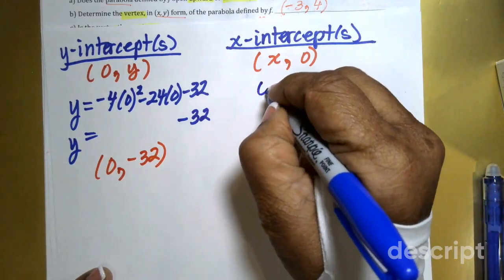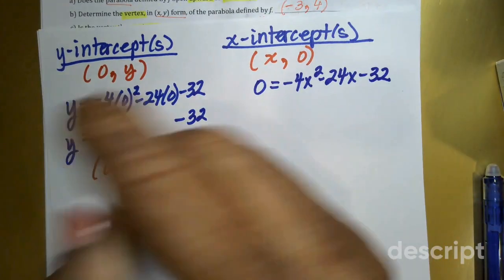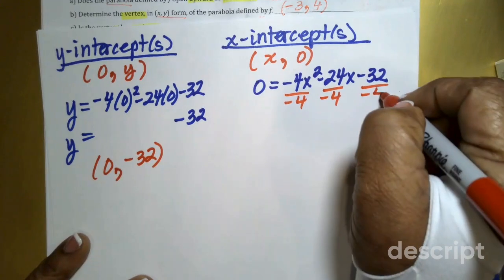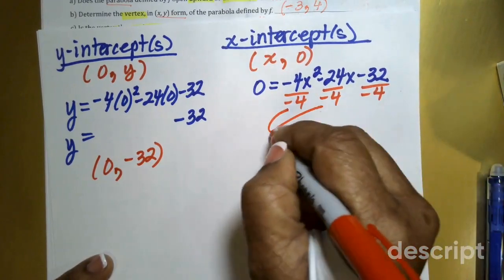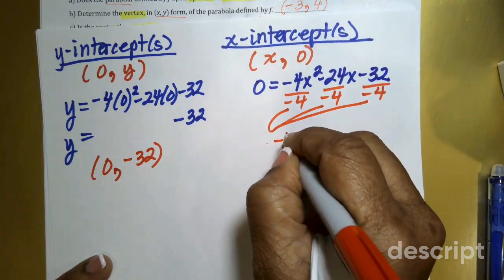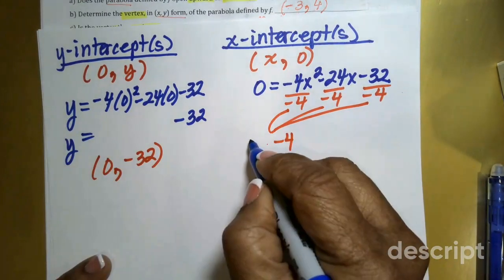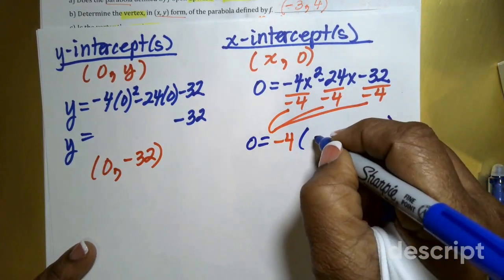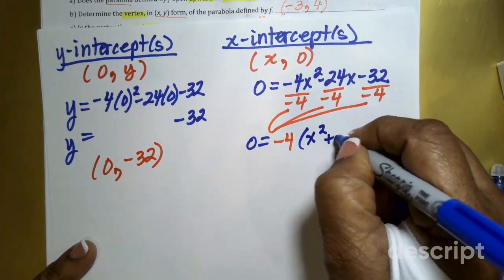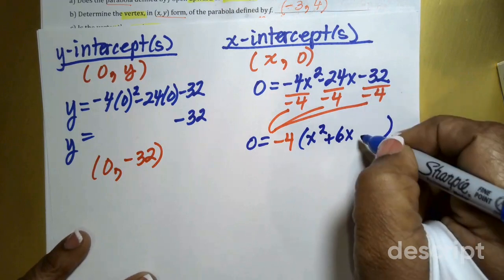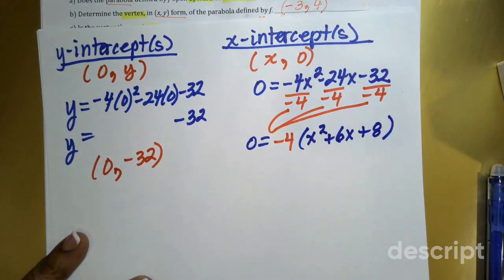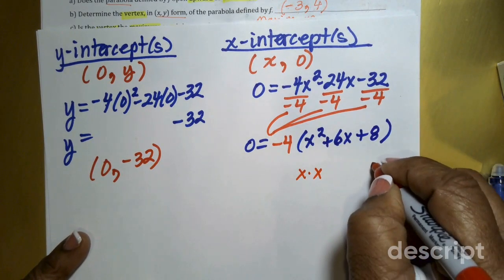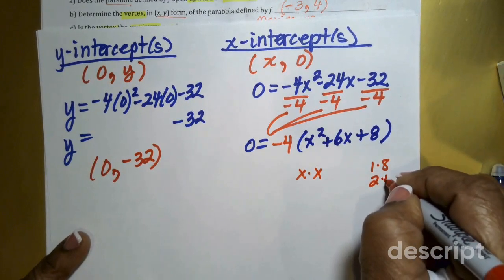Now let's find our x-intercepts. This time we're going to let y equal 0. We're going to undistribute a -4, and that is to say to factor out a -4 from each of the 3 terms. Bring down 0 equals, and we're left with this trinomial. X squared plus 6x plus 8. And we factor x times x, factors of 8. 1 times 8, 2 times 4.